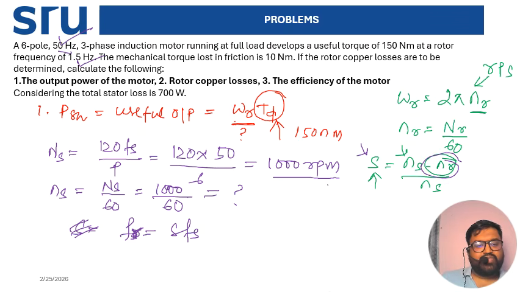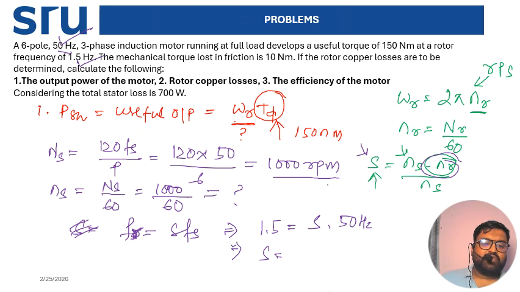How much is the rotor frequency given? Rotor frequency is given 1.5 hertz, equal to slip into Fs. Fs is given as 50 hertz. Then you can easily calculate slip equal to 1.5 by 50. How much will it come? Almost 0.03.